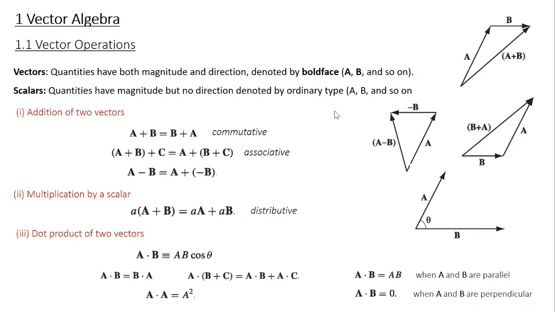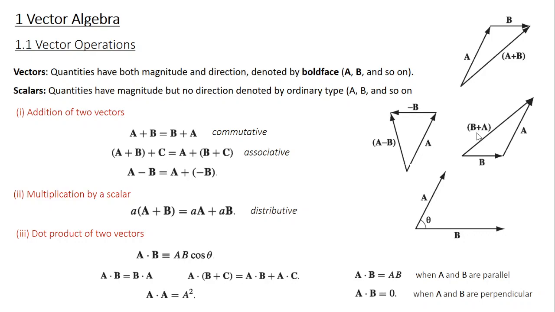Now, in the convention followed by Griffiths, bolded letters represent vectors and ordinary letters represent scalars. Let's now get familiarized with some of the basic vector operations. Start with addition of two vectors. If you want to find the sum of vectors A and B, place the tail of vector B on the head of vector A. So A and B are arranged in tail to head manner. Now the third side of this triangle will give you A plus B.